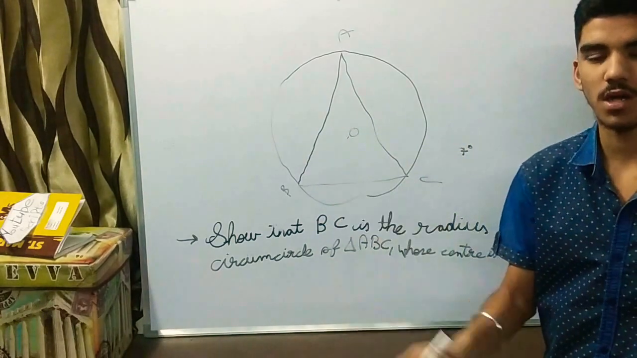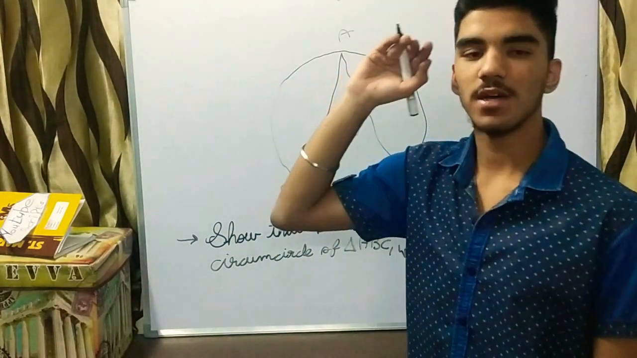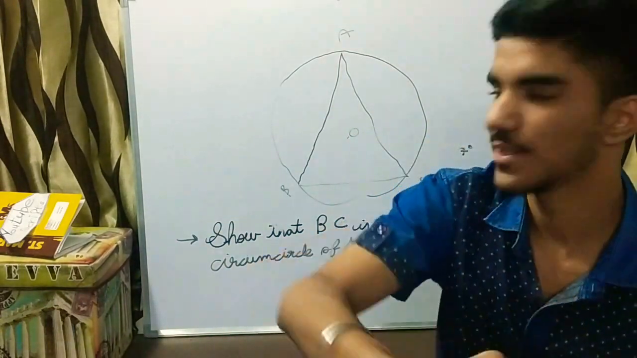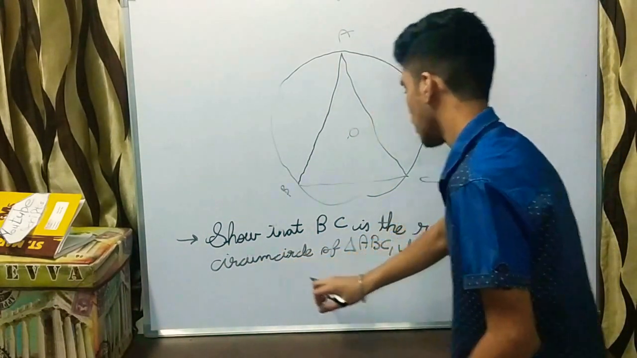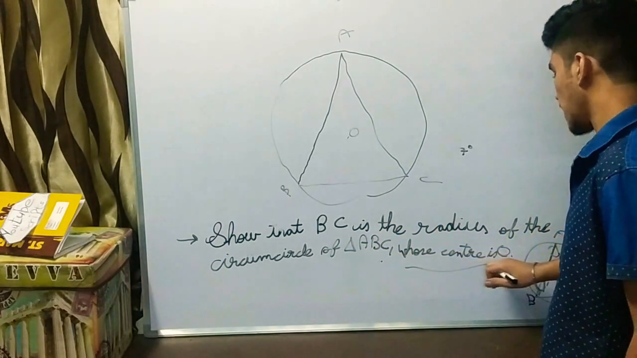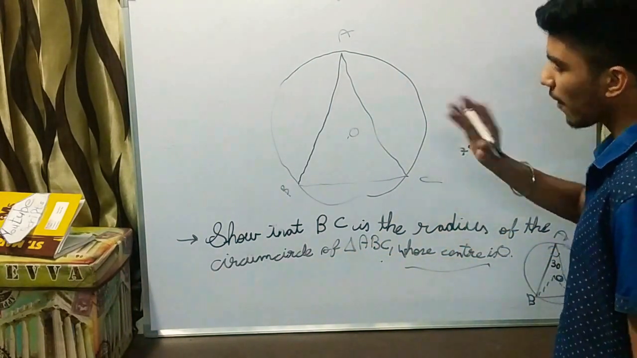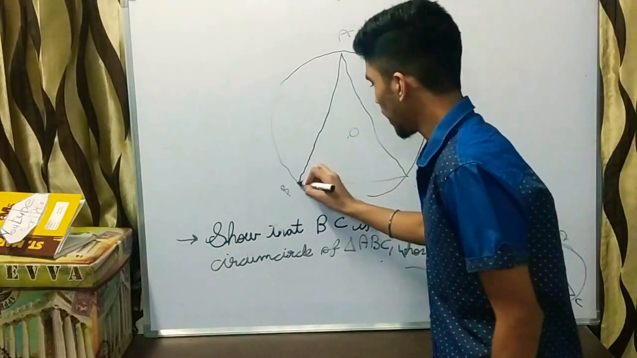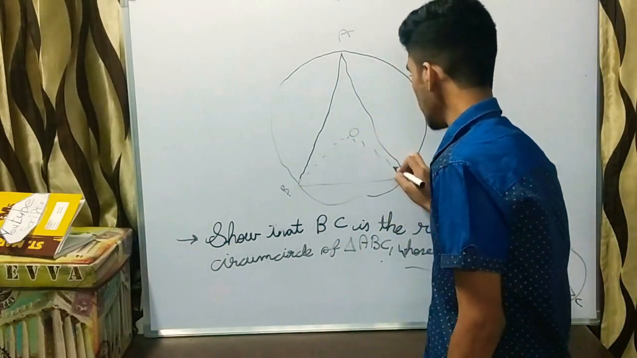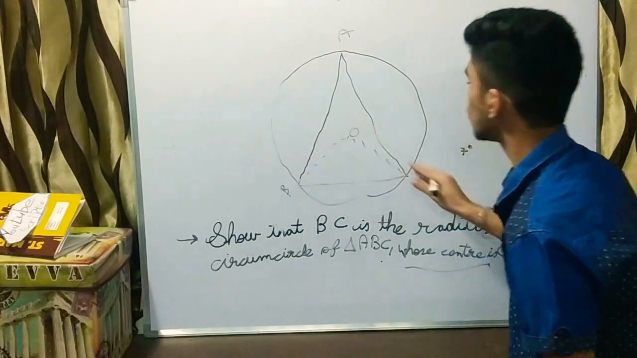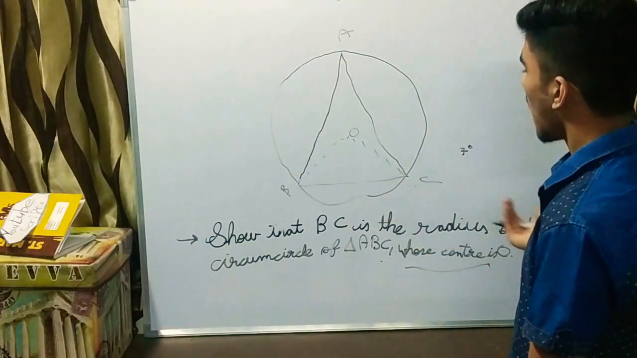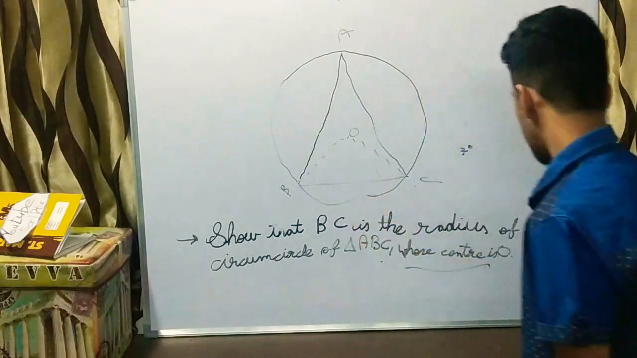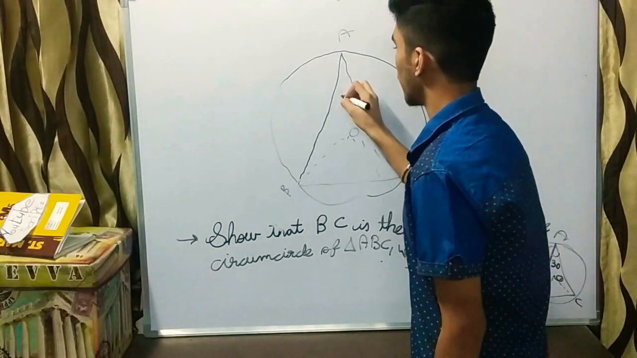Now, what is a circumcircle? A circumcircle is a circle of a triangle whose three vertices lie on the circle. So, the circumcircle of triangle ABC whose center is O. We have to show that this BC is equal to the radius of the circle. So, let us draw OB and OC. We know that OB is equal to OC because they are radii, and from this we know that this angle is equal to this angle, and it is also given that this angle is equal to 30 degrees.